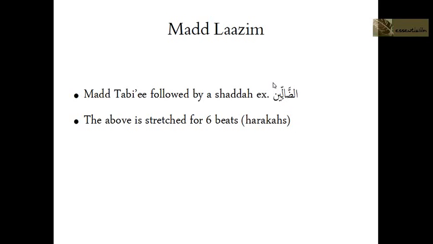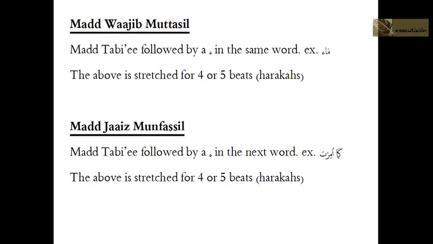So you would say وَلَا الضَّالِّينَ. Okay. Now moving on. The next 2 types of mad are mad wajib muttasil and mad jaiz munfasil. The name of the mad is not important. If you know the rule, inshallah that is enough.